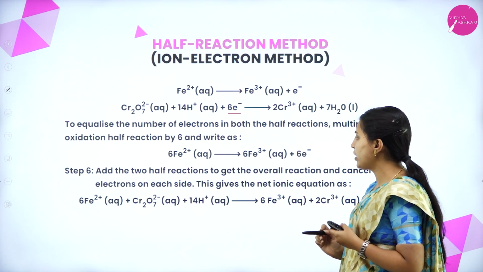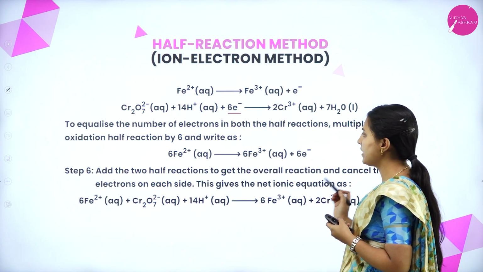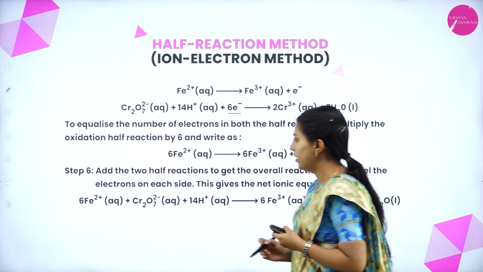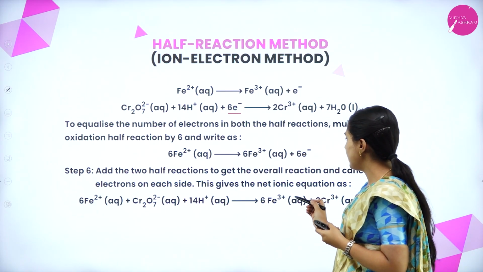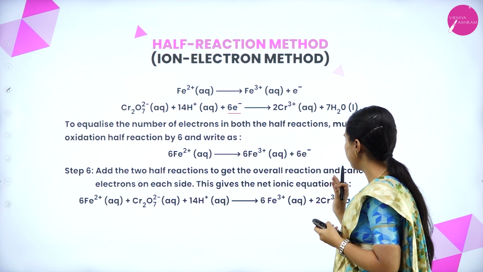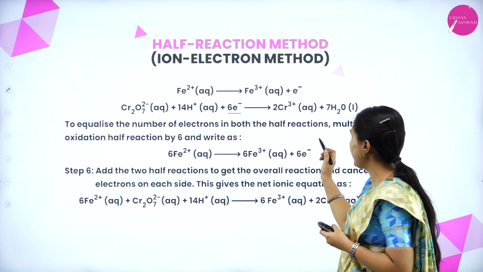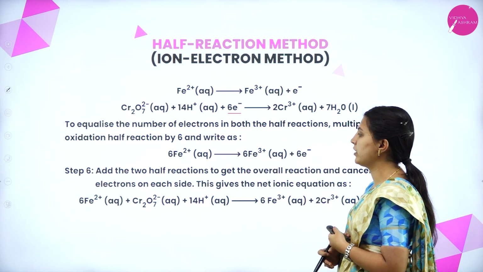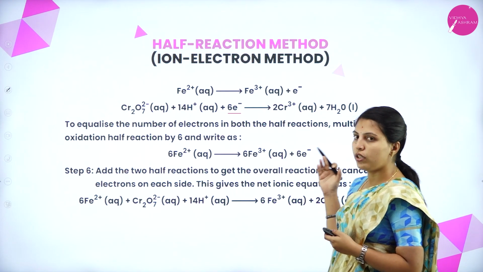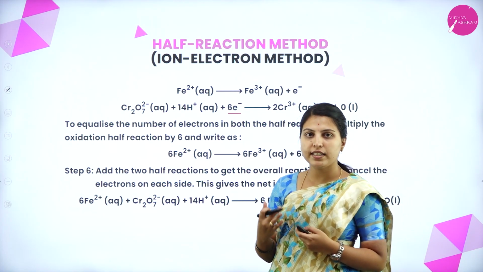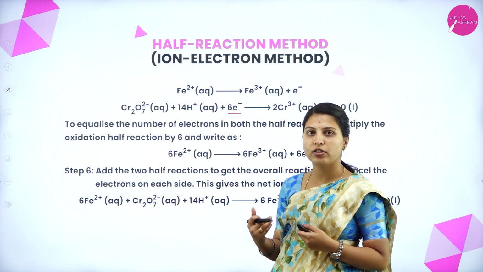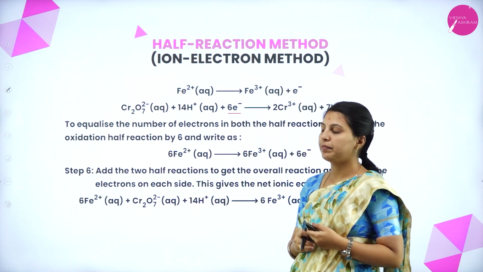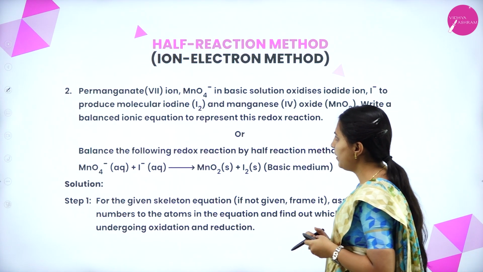Add the two half reactions to get the overall reaction and cancel the electrons on each side. This gives the net ionic equation. Now 6 Fe2+ and 6 Fe3+, overall whatever ions are present will cancel each other. It will form the net overall reaction. Okay. This is how, by using these 6 steps, you have to balance a redox reaction using the half reaction method. Next, we will take another example.